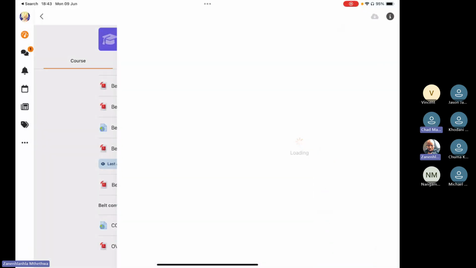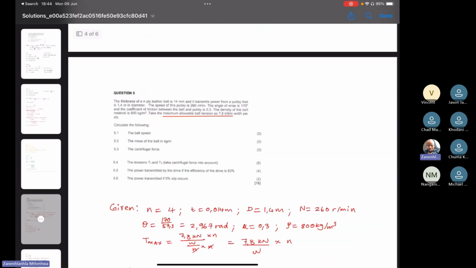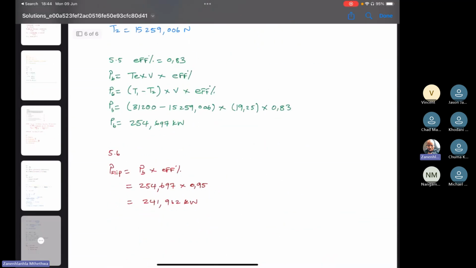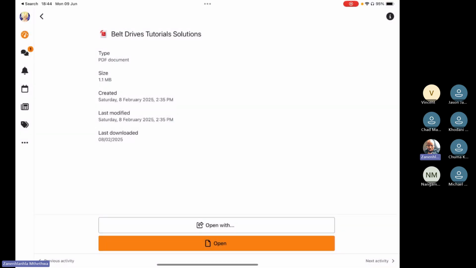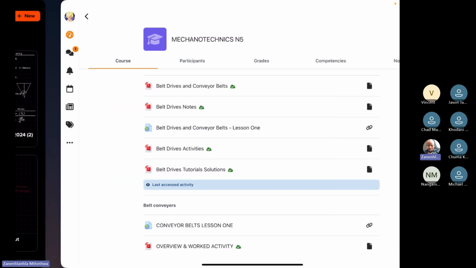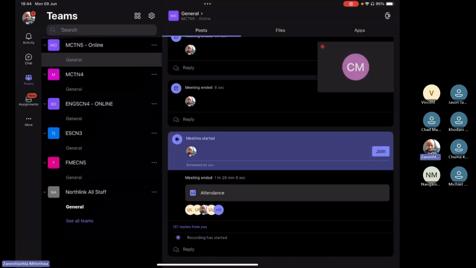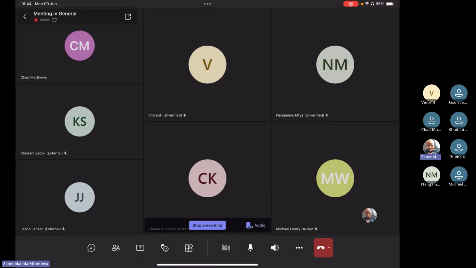Let me just see belt drive solutions. So I did one or two. So you have everything you need there. Just go through the video, go through the activities. If you have questions, I'm available to answer those questions. And that's pretty much it. Conveyor belts you can expect in the second assessment, but I guess we will speak about that in detail after your first assessment.